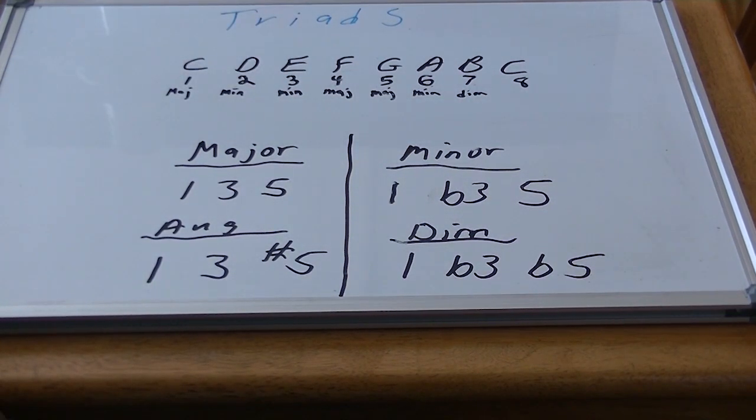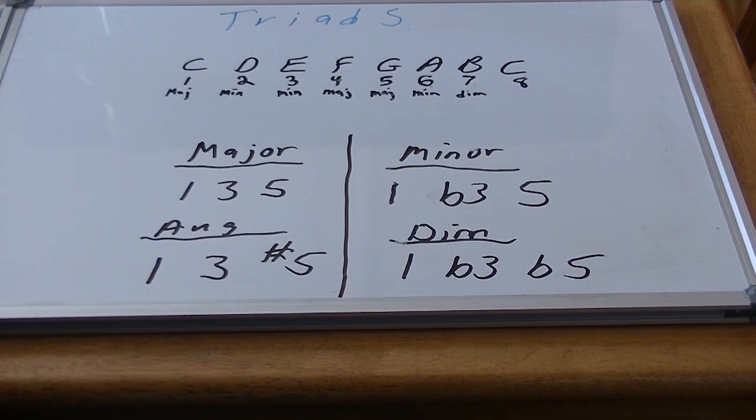And I also want to let you know that there are times when substitutions can be made. For example, the augmented chord triad could be substituted for the major triad, and the diminished triad could be substituted for the minor triad. So that's about it. That's it for the lesson.